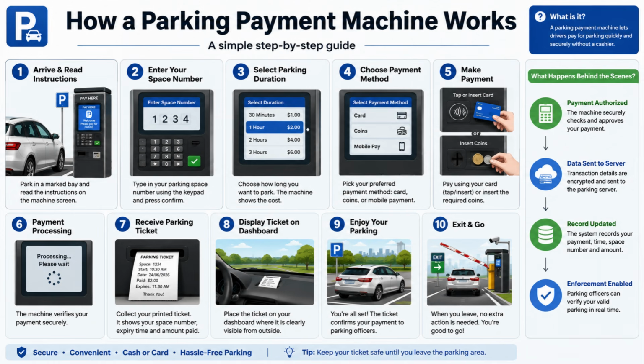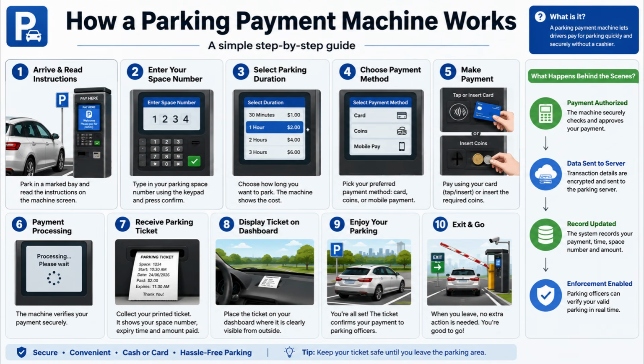Once the payment is made, the machine securely processes the transaction. Behind the scenes, it checks and authorizes the payment, then sends encrypted transaction details to the parking server. This includes information such as the space number, paid time, payment amount, and expiry time.